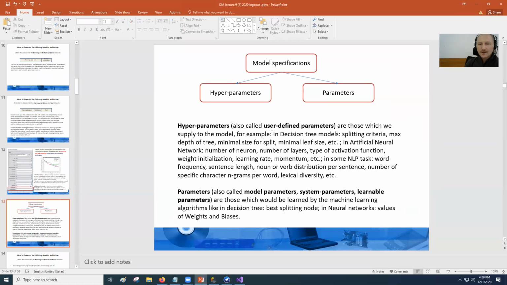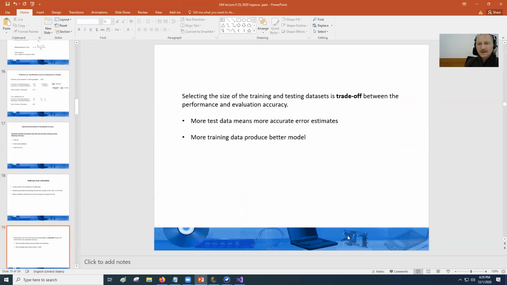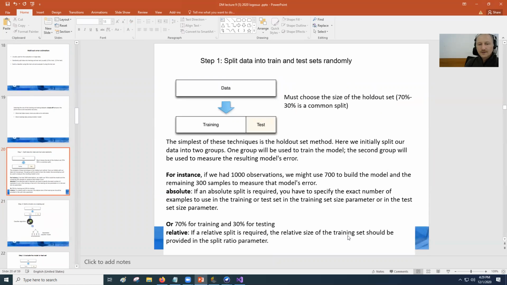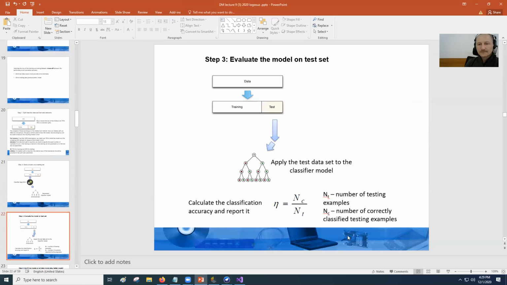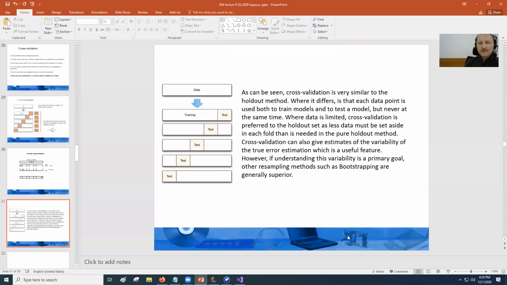So I hope you understand the difference between hyperparameters and system parameters. Is there anything we thought we would mention later? So we mentioned everything.